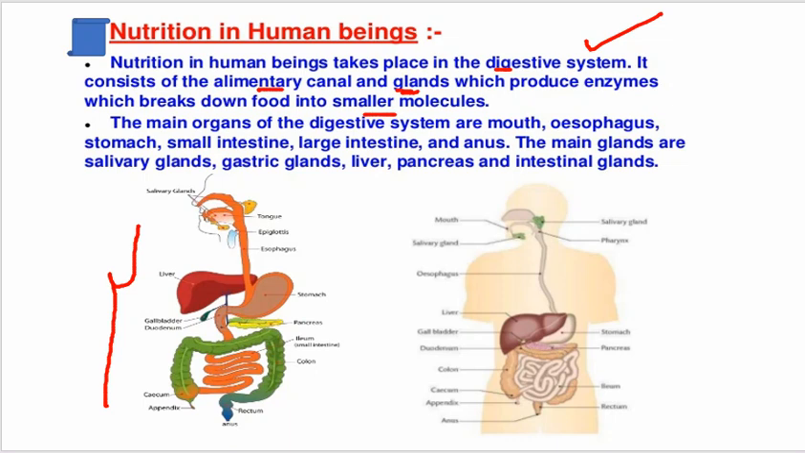the first is the mouth, the second is the esophagus, this is the mouth, and this is the food pipe and we call it the esophagus. The third one is the stomach. Here you can see the stomach. The next one is the small intestine, which is present here. The next one is the large intestine, and then after the large intestine, the last is the anus.